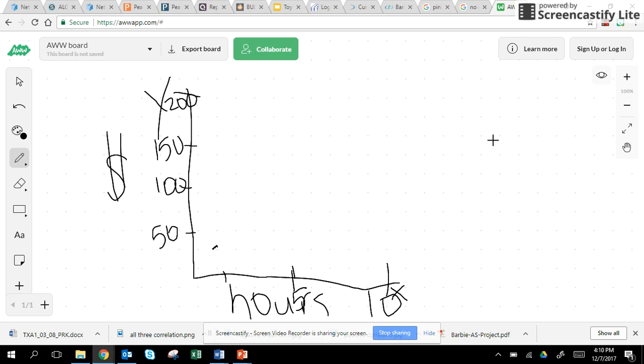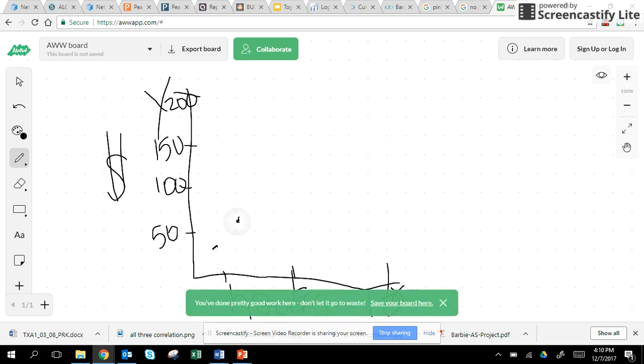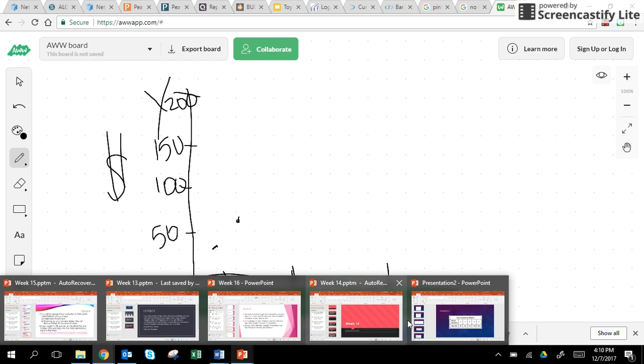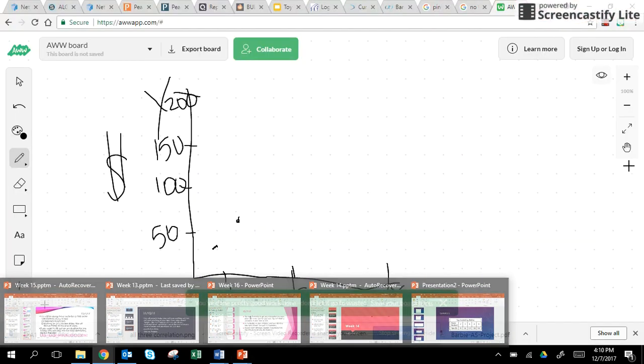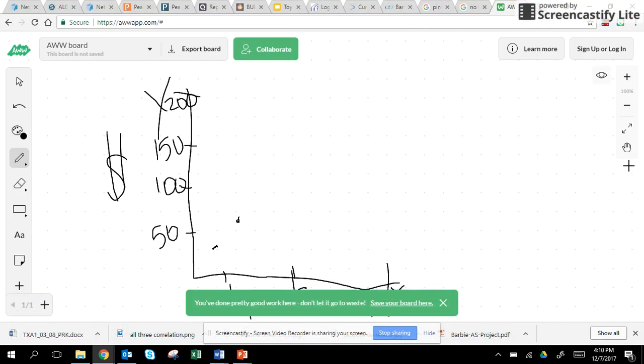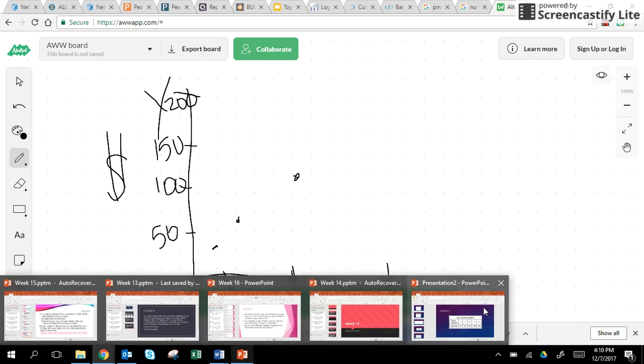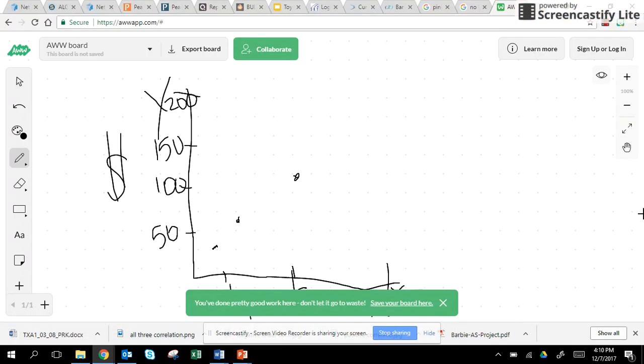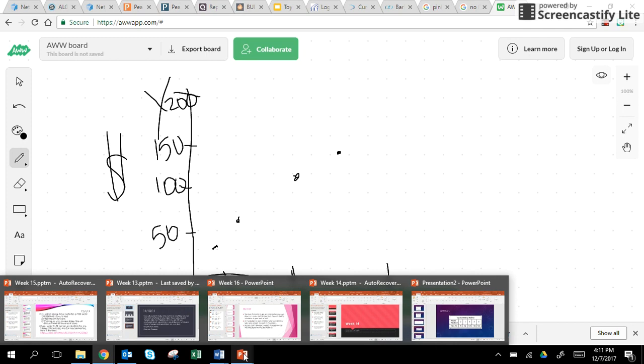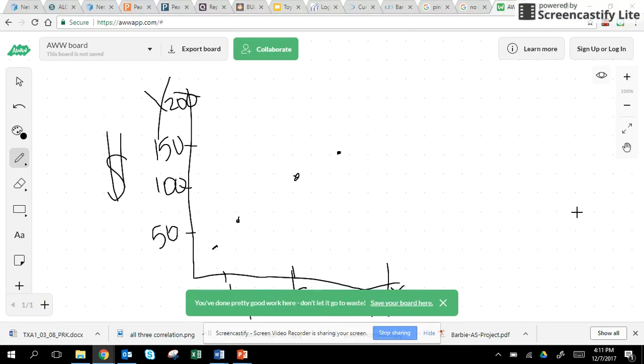3, 62. So 3 would be 62. Maybe that would hit right there. 6, 120. So 6 is going to be over 5. Up here to 120 would maybe look right there. Then we've got 8, 148. 8's going to be up here, maybe 148. It's going to be super close to 150. So maybe that right there. And last one, 9, 165. So 9, 165 will be up here.